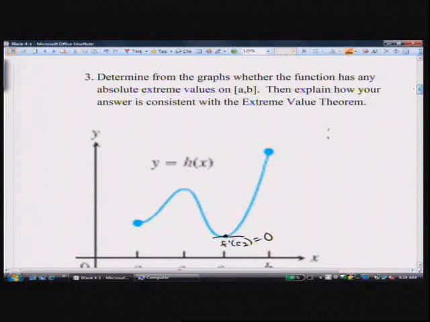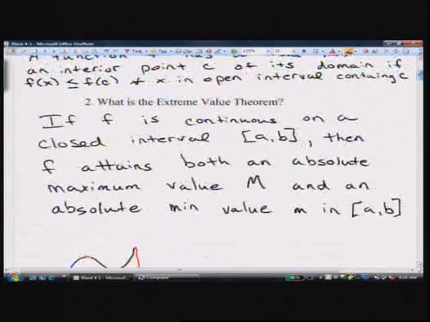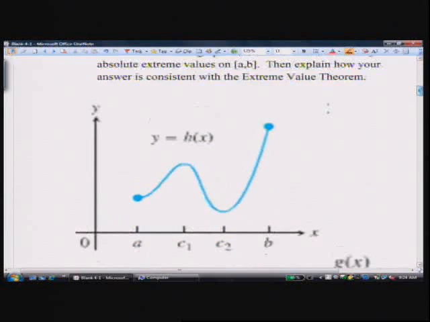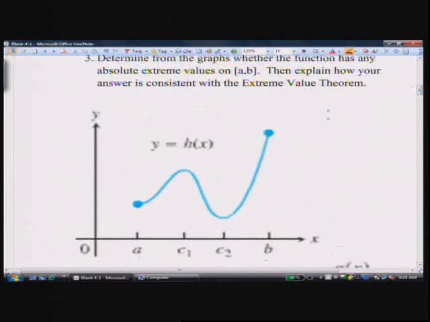Okay, so let's look at number 3 here. It says determine from the graph whether the function has any absolute extreme values on [a, b], and then explain how your answer is consistent with the extreme value theorem. The extreme value theorem requires that the function be continuous on the closed interval. That's all it needs. So is this function continuous? Yes. Okay, so we have the hypothesis satisfied.